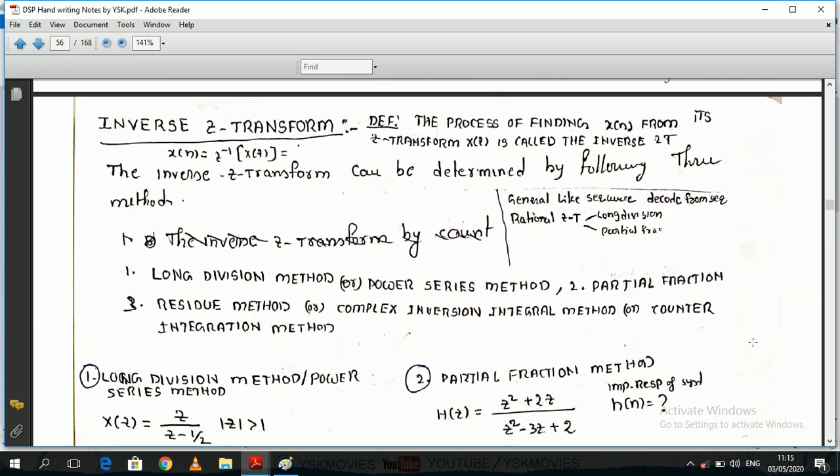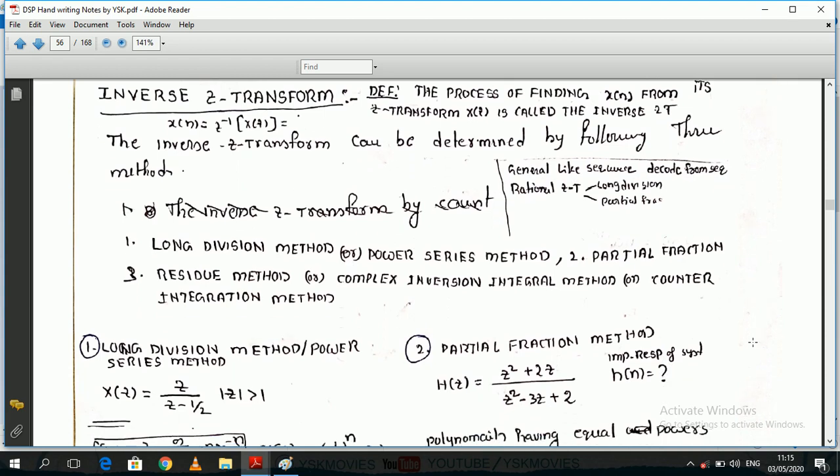So let's start inverse Z transform. Inverse Z transform is the process of finding x of n. Up to now, we discussed the Z transform and how to solve it. There are 5 types of problems we also discussed.